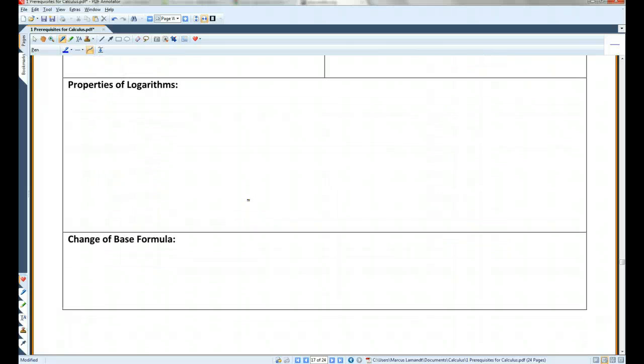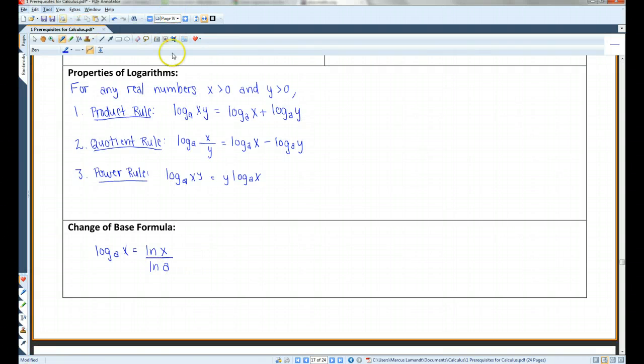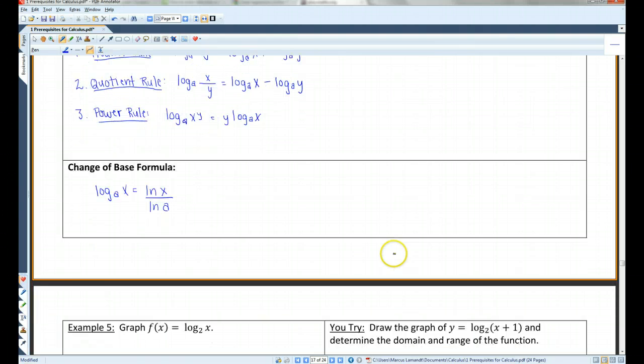Alright, properties of logarithms. I kind of wrote these earlier, but I'll write them again. Alright, this is kind of review. The product rule, if you're multiplying two things inside a log, you can expand it with addition. If you're dividing, you can expand it with subtraction. And the power rule, you can move the exponent out in front. The change of base formula we kind of already went over.